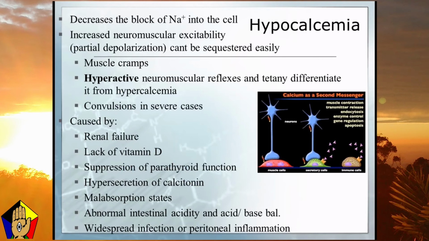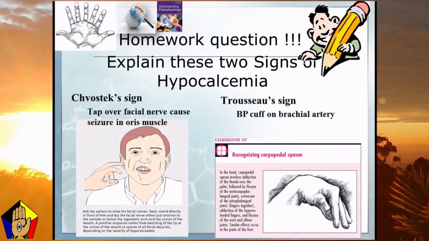Right? So what I'm going to have you do is actually, there are two signs, two physical signs that are interesting signs that happen with hypocalcemia. You're going to look up both of the signs and explain to me why they both happen. So both these happen with hypocalcemia, and you're going to look them up. Go ahead and hit pause. You can use the internet. You can use your book. It's up to you.